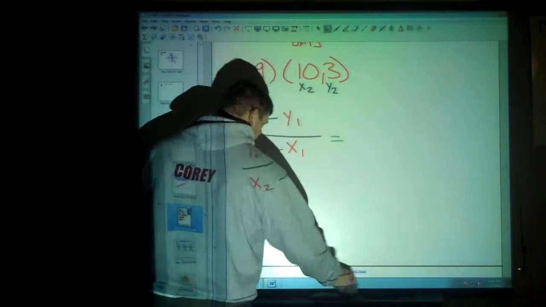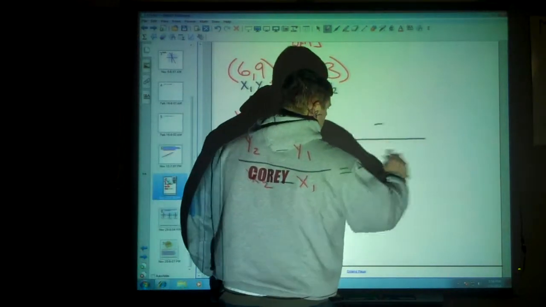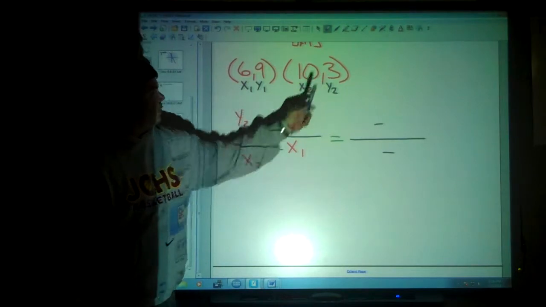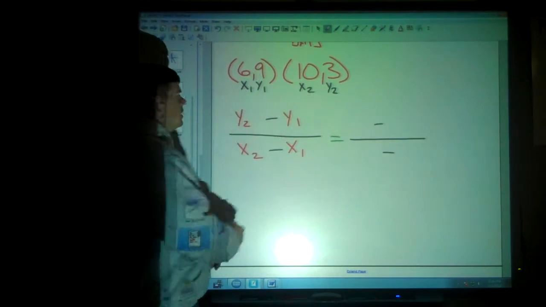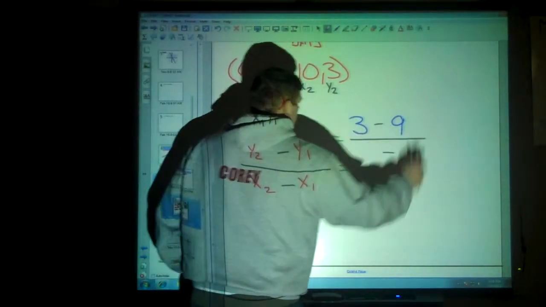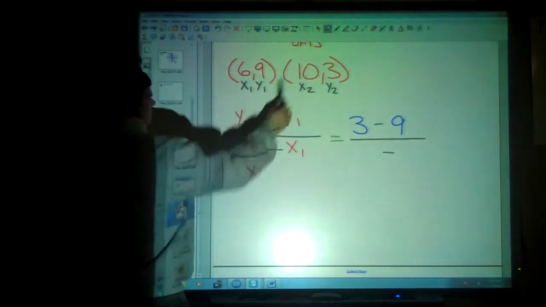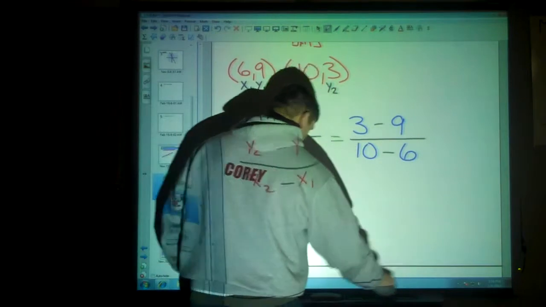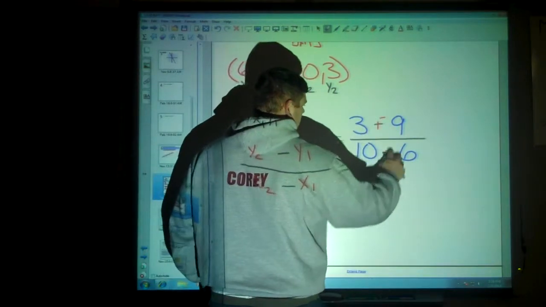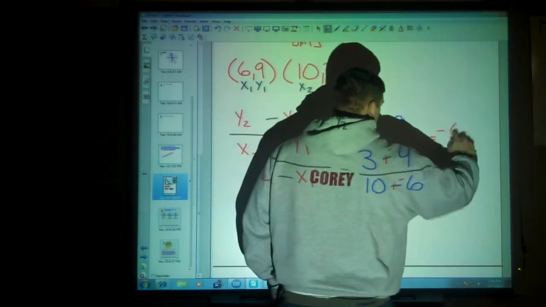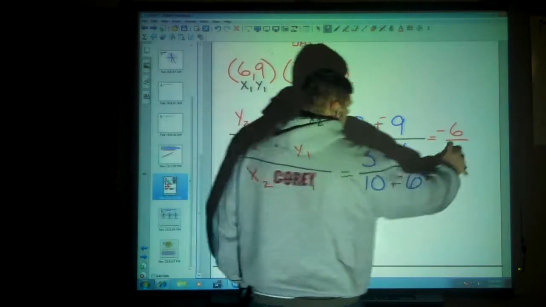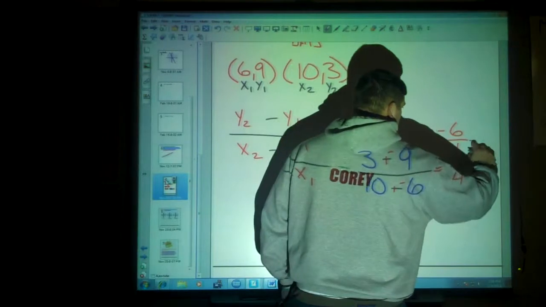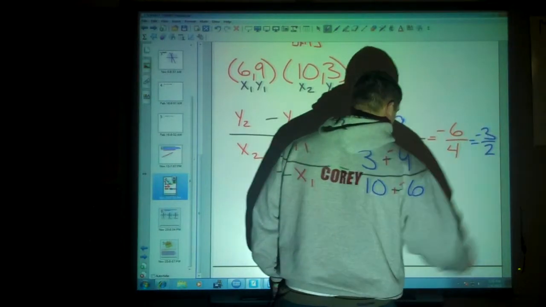So this will equal, my y sub 2 that I've labeled is 3, my y sub 1 is 9. My x sub 2 that I've labeled is 10, my x sub 1 is 6. So plus the opposite, we end up with negative 6 over 4. Now that can be simplified down. That's the same as negative 3 over 2.